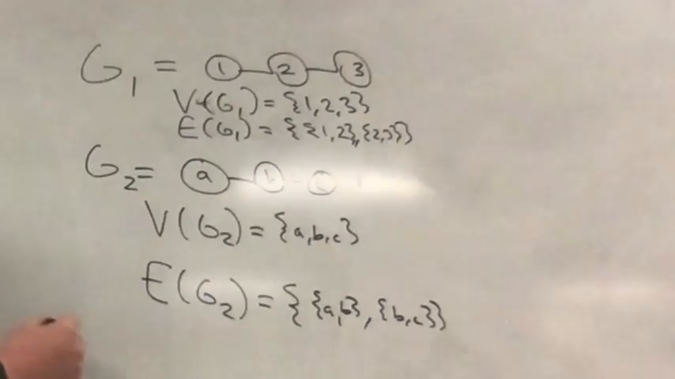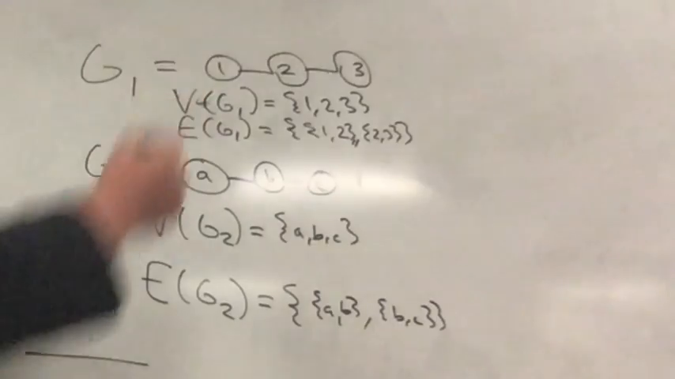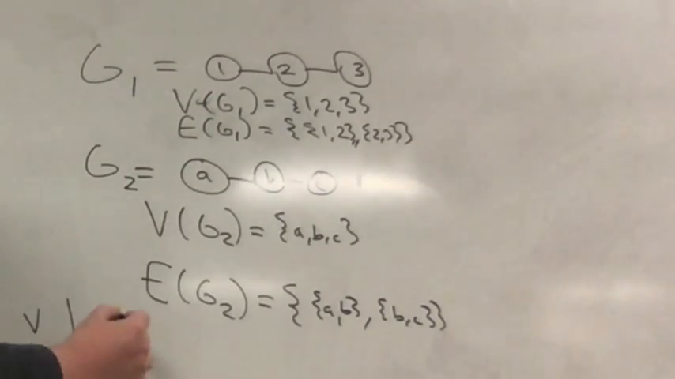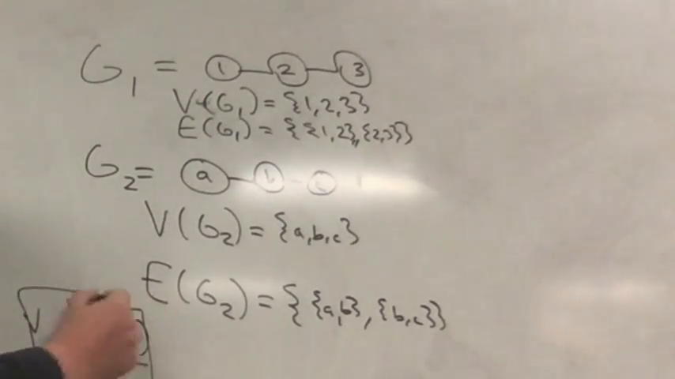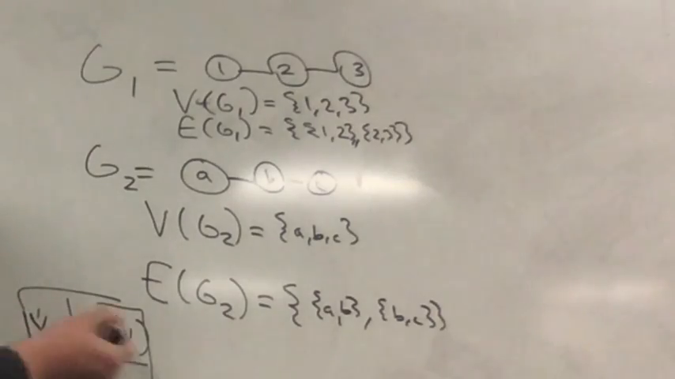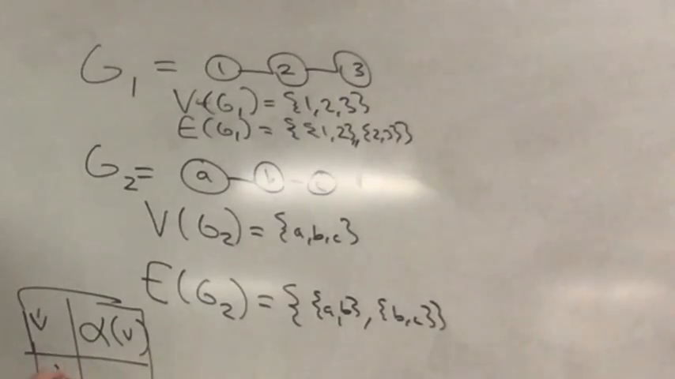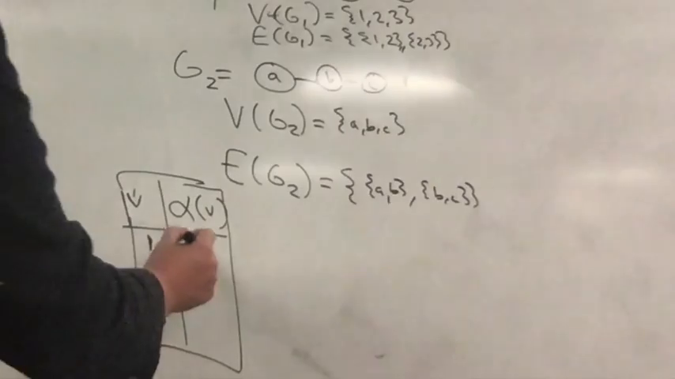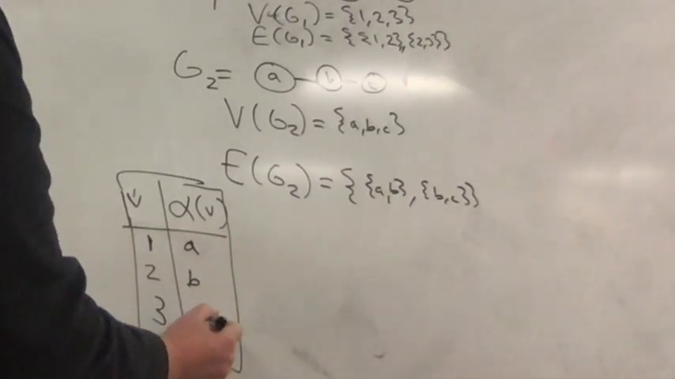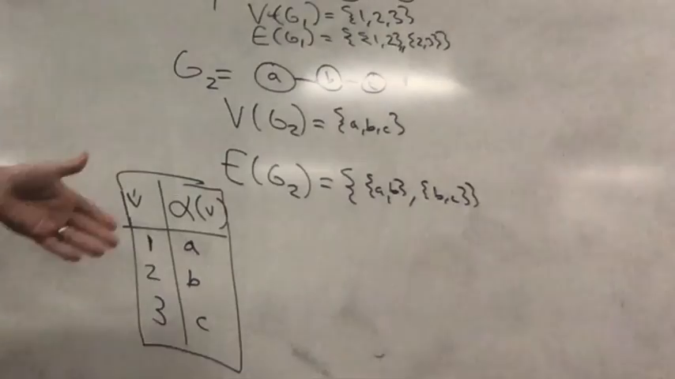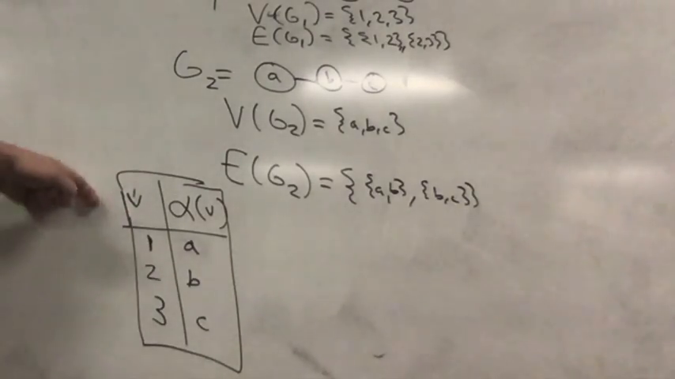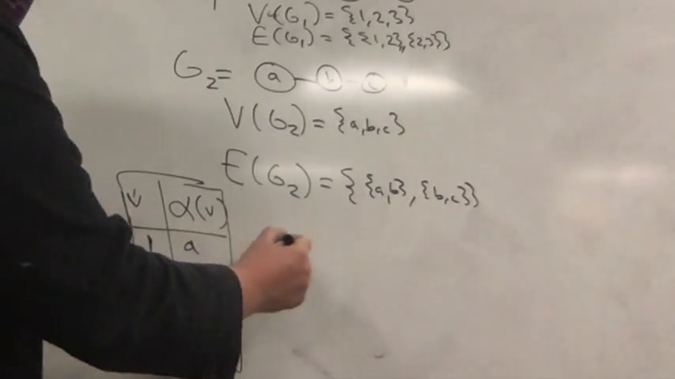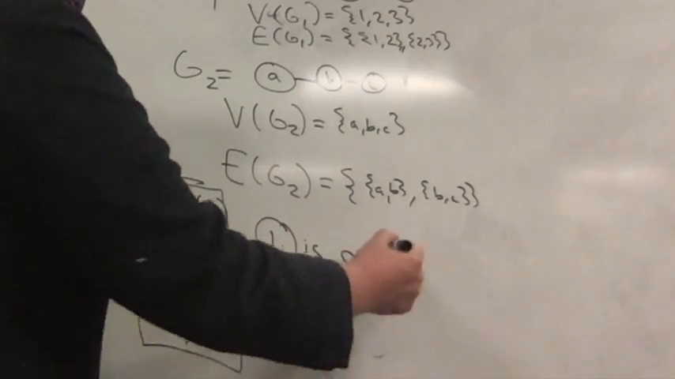I need a function. I need an alpha that starts with things in V of G1 and then maps it to things in V of G2. So what would you propose for this alpha function? My domain elements are 1, 2, and 3. What should I map 1 to? I can map 1 to A, 2 to B, 3 to C. You agree? Then, all right, now we have to check, okay, is this 1-to-1 and onto? That's the first thing. Is this function 1-to-1 and onto?